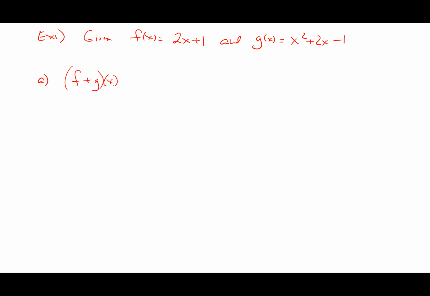So exercise number 1. It says given, and let's go f of x. f of x is 2x plus 1, and g of x is, and let's go with x squared plus 2x minus 1. And so let's go with a. A is going to be, let's add these two functions together. And I'm going to use this notation right here. Let's add these two functions. What else can I do? I can subtract these two functions real quick here.